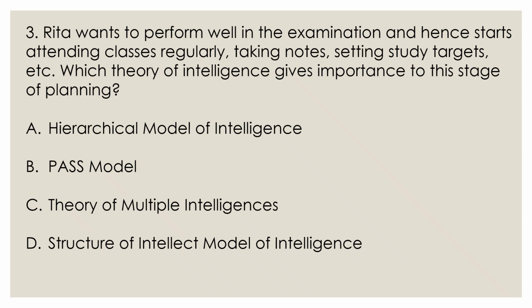Third question is, Rita wants to perform well in the examination and hence starts attending the classes regularly, taking the notes, setting the study targets, etc. Which theory of intelligence gives importance to this stage of planning? To answer this question, we need to understand that all the theories of intelligence are divided into two approaches. One is psychometric approach, which focuses on the structure or the dimension of intelligence. Second is information processing approach, which focuses on how an intelligent person acts.